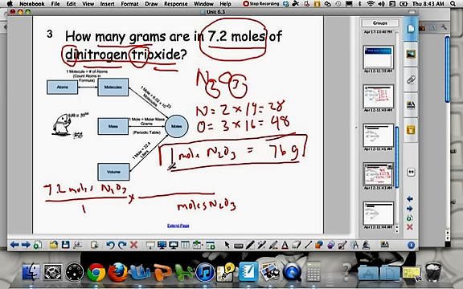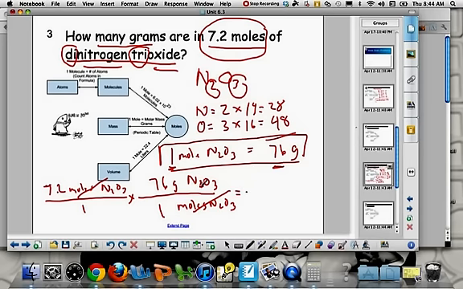I have 1 mole of this, and it's equal to 76 grams of this. So 76 grams of N2O3 for 1 mole. That's the conversion factor that I'm going to use in this problem. I've got the moles on top, I've got the moles on the bottom. Sounds like a song, right? I can multiply these together, and then I can get my answer.